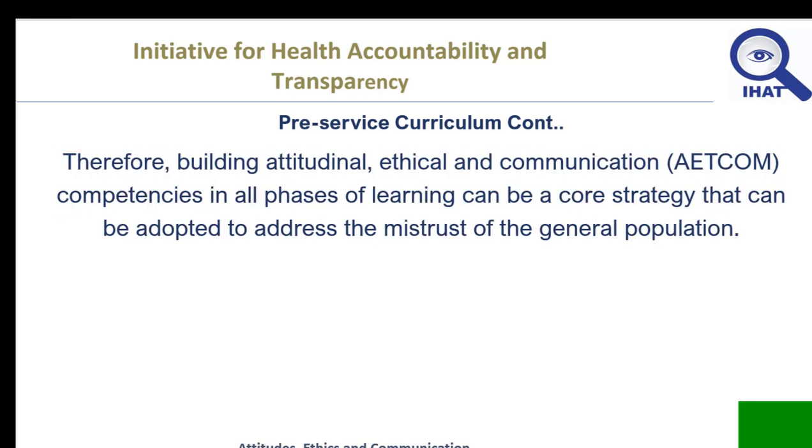Therefore, building attitudinal, ethical, and communication competencies in all phases of learning can be a core strategy that can be adopted to address the mistrust of the general population.